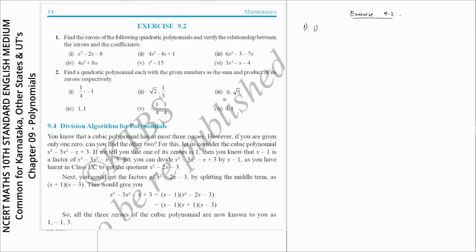Exercise 9.2, question number 2, sub question 1. Find the quadratic polynomial each with the given number as the sum and product of its zeros respectively: 1 by 4 and minus 1. That means what they have given is alpha plus beta and alpha into beta. Alpha plus beta is 1 by 4 and alpha into beta is minus 1.